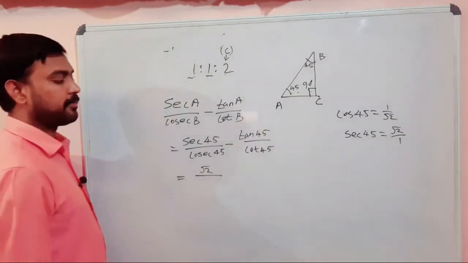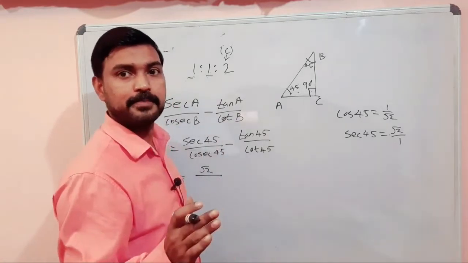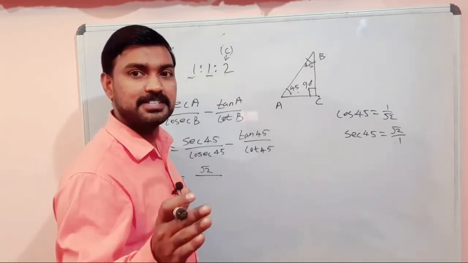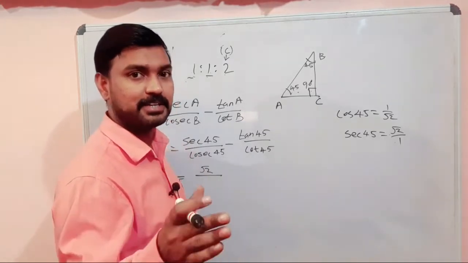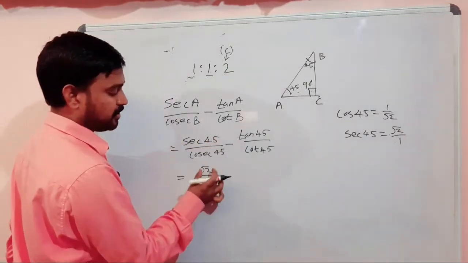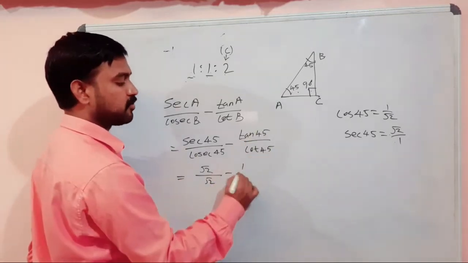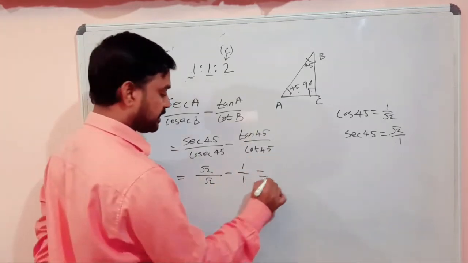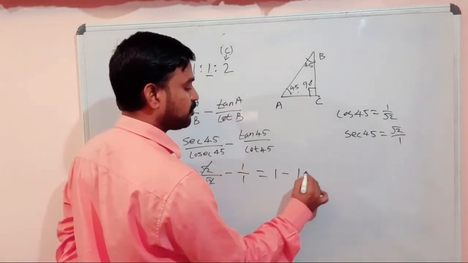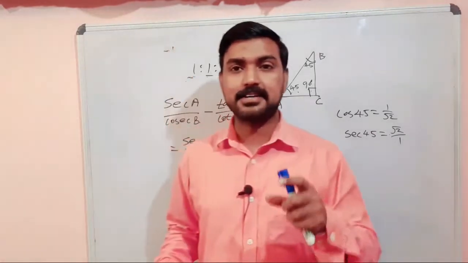So root 2 divided by cosec 45. We know that cosec is the reciprocal of sine. You have to study the trigonometric ratios of some specific angles. If you didn't study it, please refer to your textbook and learn it first. After that, come to this question. So my dear students, sec 45 is root 2. Similarly, cosec 45 is also root 2. Minus tan 45 is 1, cot 45 is also 1. So we get root 2 by root 2 is 1, 1 by 1 is 1. Here it is subtraction, 1 minus 1 is equal to 0. So in this question, we got the answer 0.